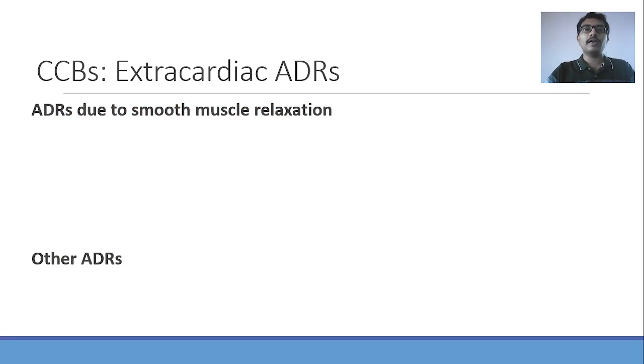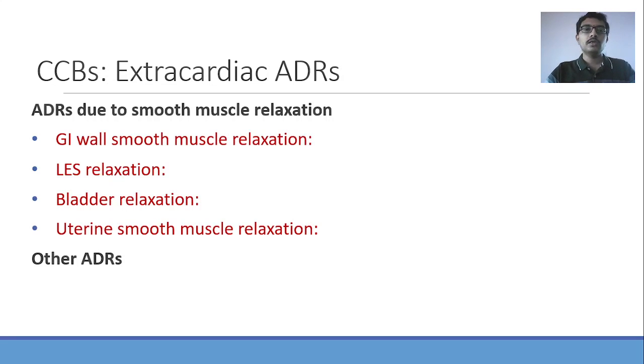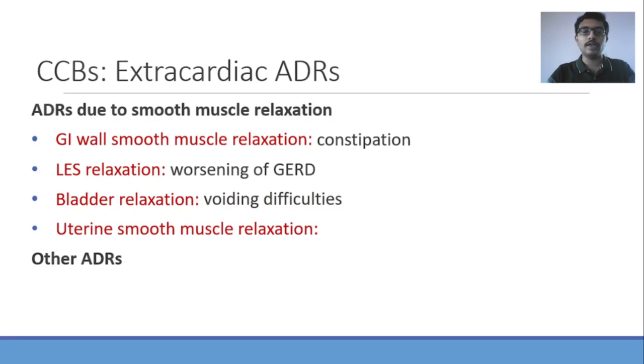The extravascular, extra cardiac ADRs can be grouped as ADRs due to smooth muscle relaxation. So these are non-vascular smooth muscle. GI wall smooth muscle relaxation. What is going to happen if there is relaxation of the GI wall smooth muscle? There is going to be reduced GI motility leading to constipation. Constipation again is a very frequent ADR that is seen with dihydropyridines. Now relaxation of lower esophageal sphincter will lead to worsening of gastroesophageal reflux. Bladder wall smooth muscle relaxation will lead to voiding difficulties. And finally uterine smooth muscle relaxation can delay the onset and progression of labor.